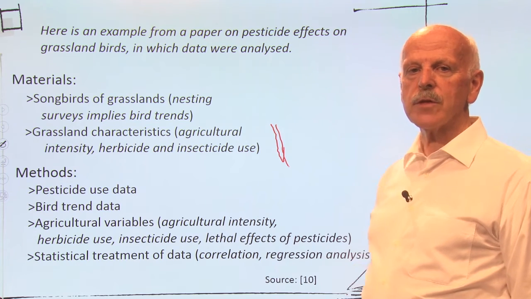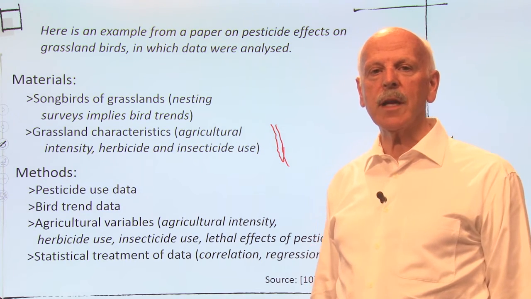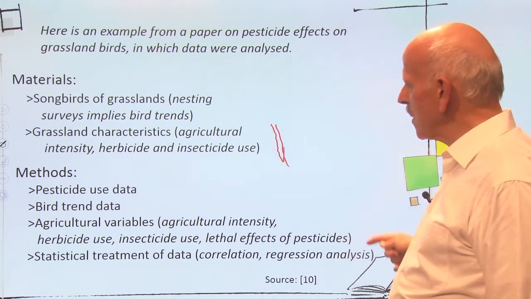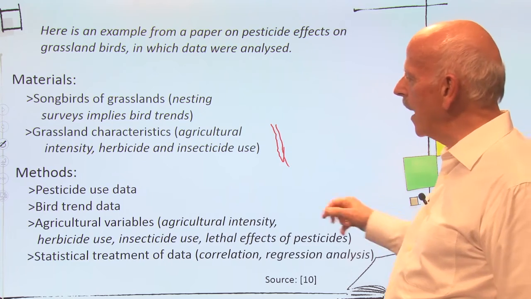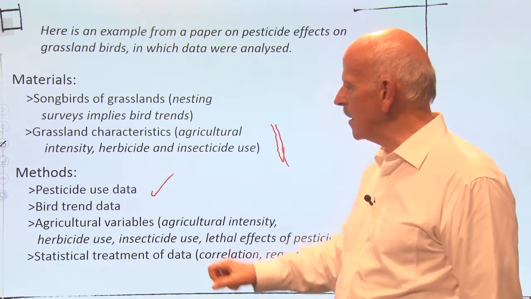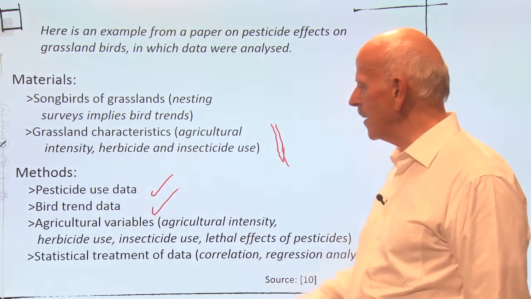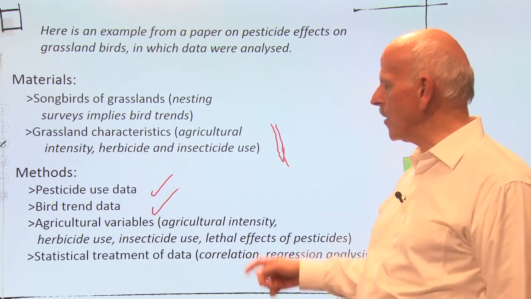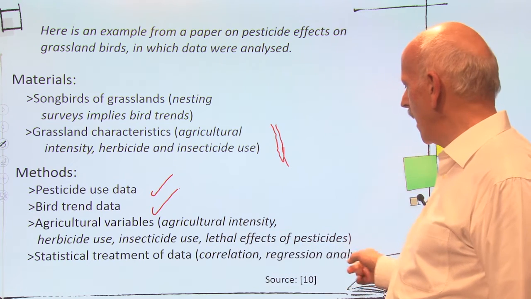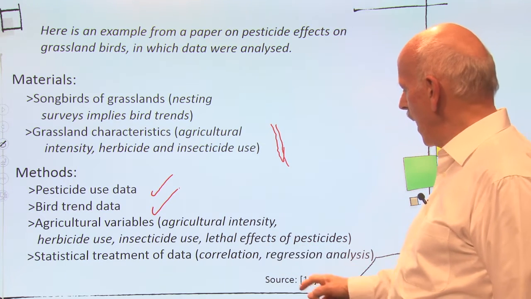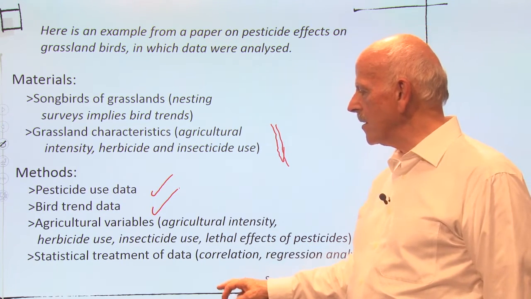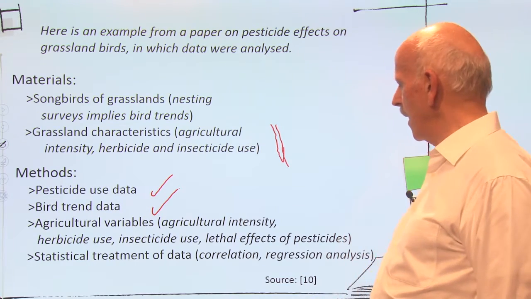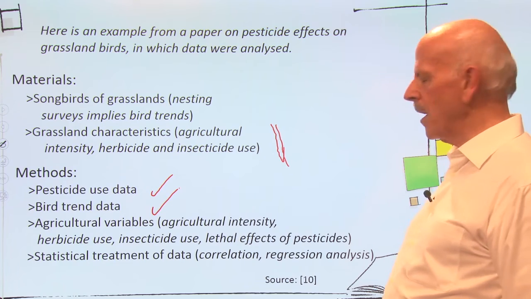Their materials already existed because somebody had collected the data. Then they analyzed them. So that was the methods part. They analyzed pesticide use data, the bird trend data, and then various agricultural variables that I just described, how much intensity of agriculture and pesticide use. And finally, they had a significant section on statistical treatment of the data, correlation, regression, and so on.